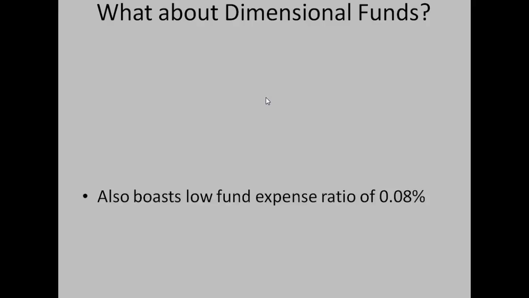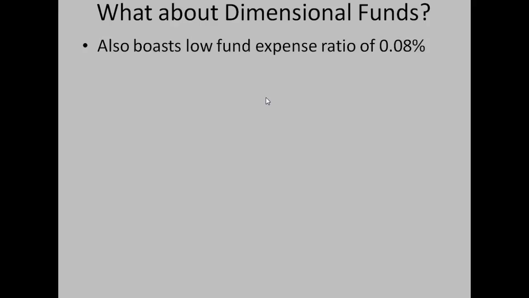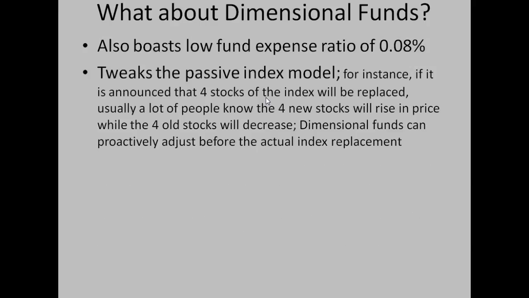So what about dimensional funds? I'm not going to knock other funds. These funds are low cost. Expense ratios are down to 0.08%. They're not called index funds because they do tweak the passive index model. For instance, let's say the Standard & Poor's announces that they were going to drop the 4 smallest or worst performing stocks from the S&P 500 index and replace them with 4 other stocks.